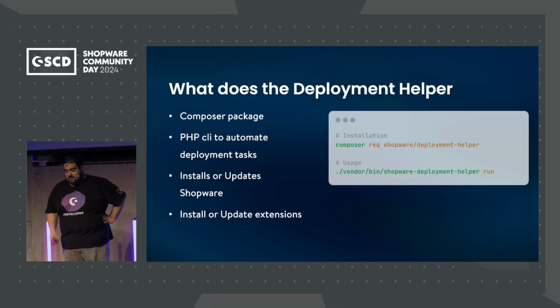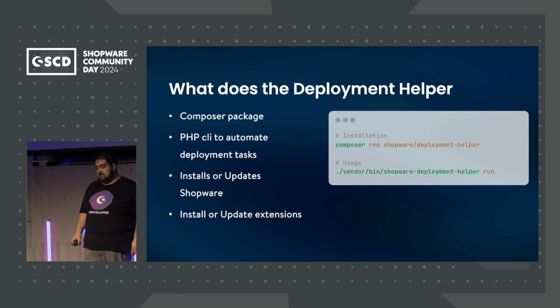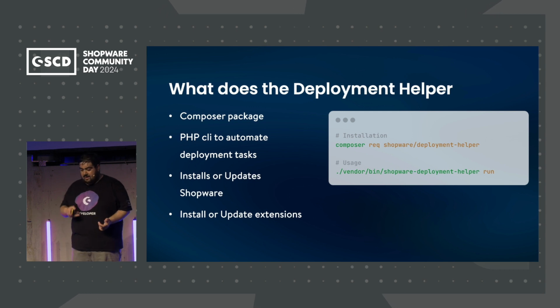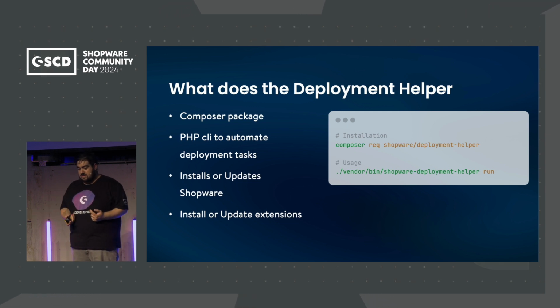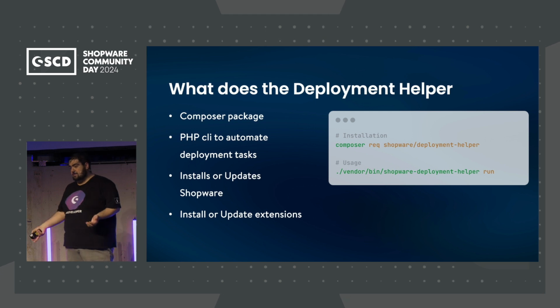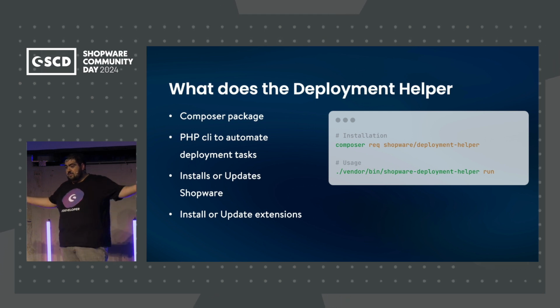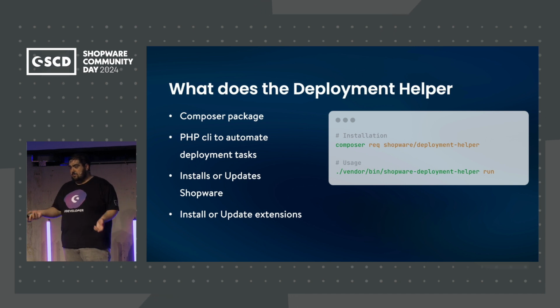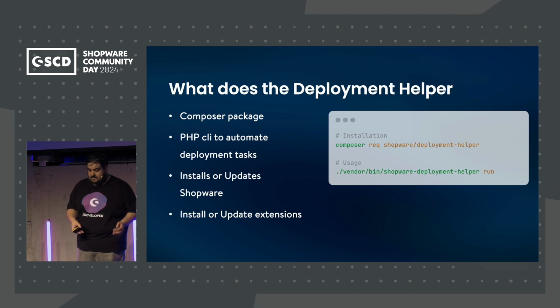We have a new CLI helper. It's named development helper. It's a composer package, which is under the Shopware name. And what it basically does is it installs or updates Shopware. So we check, is Shopware installed? When not, we install it. And do we have extensions? We install the extensions or update them.